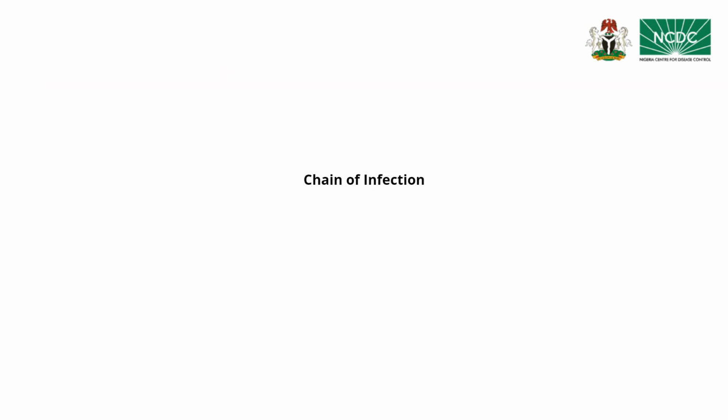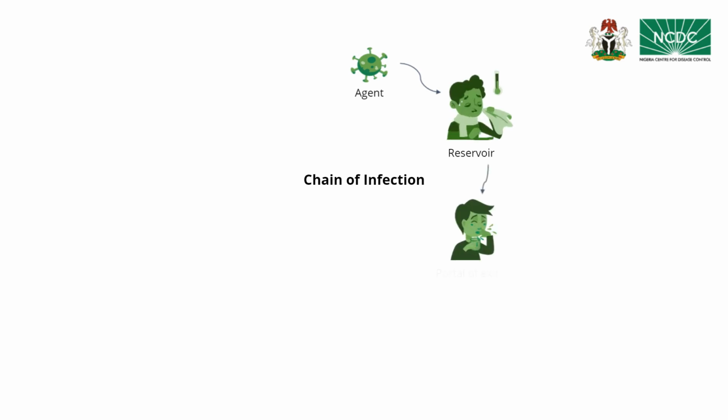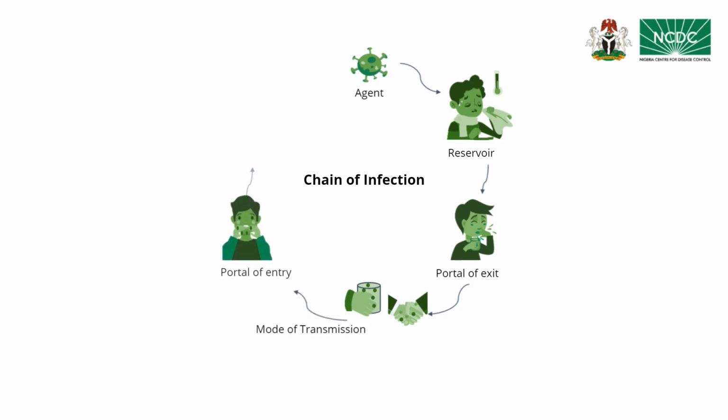The chain of infection refers to the series of events that has to occur to enable an infectious agent to cause infections in a person. In order to break the spread or transmission of infectious diseases, it is important to know the 6 links on the chain of infection. They include an infectious agent, a reservoir, the portal of exit, the mode of transmission, the portal of entry, and a susceptible host.